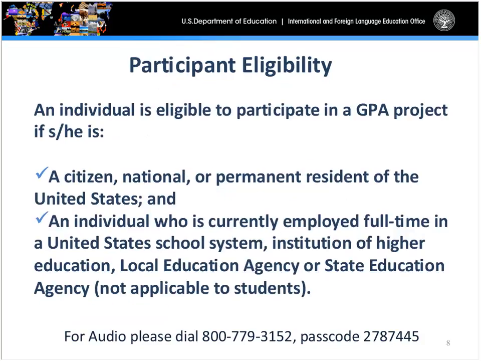Now the participants, again, these are the people who will be attending your project. Our first threshold is that they have to be a citizen, national, or permanent resident of the United States, and also currently employed full-time in the United States school system, an institution of higher education, so a faculty member, or a local education or state education agency.